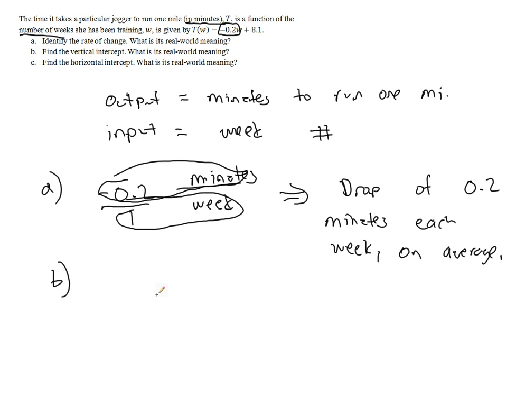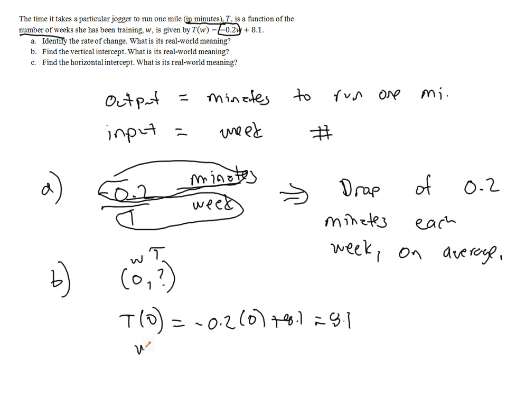In letter B, we want to find the vertical intercept, which again is of the form 0, something. So t of 0 would be negative 0.2 times 0 plus 8.1, or we recognize that that's just going to be the constant value. The starting value is 8.1. So what could we say? Well, the input is 0, so this represents weeks, and this represents time. So we could say that at week 0, it took 8.1 minutes to run a mile.